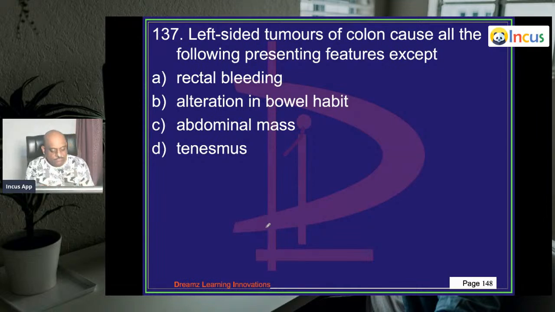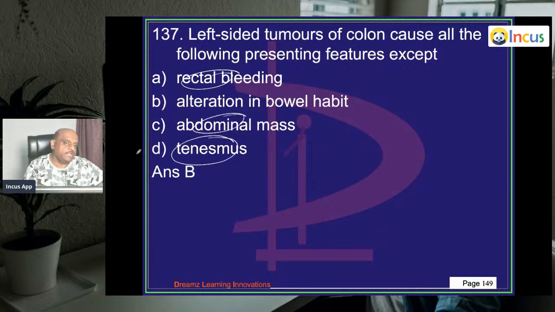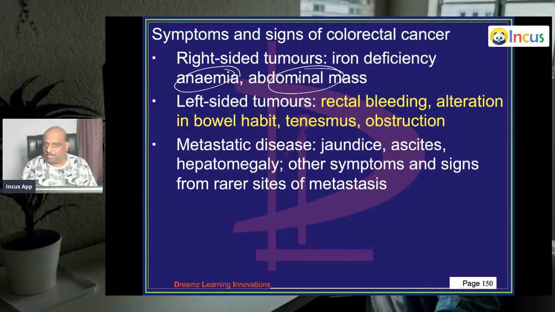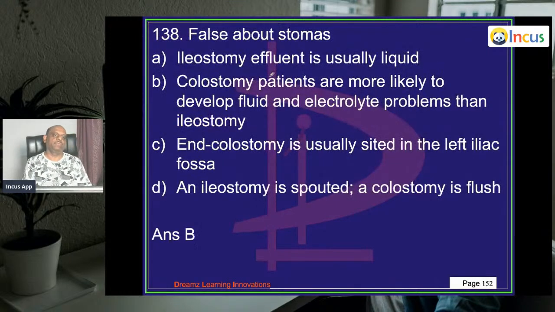So what are the presenting features of left-sided colonic tumors? It is a very important question. How does left side versus right side differ in clinical presentation? Rectal bleeding, abdominal mass, tenesmus, they are all the presenting features of the left-sided tumors. Whereas iron deficiency anemia, abdominal mass, they are the features of right-sided tumors.